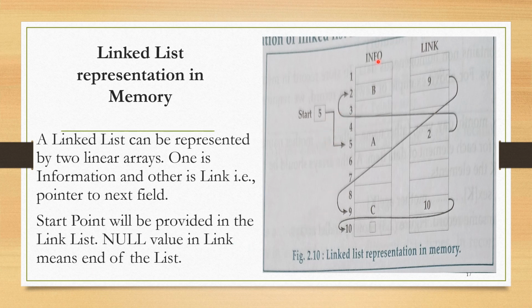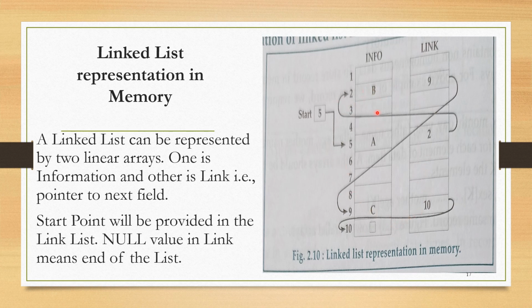So this is your linked list. Start point 5 is given, so A is the value. Now what is the next value? That will be told at this location, which means 2. It will come here. B is the next element. Now where does it link? It links to 9. At 9, C is there. Where does it link now? To 10. At 10 there is a null value, so your linked list ends here. So there are 3 elements, linked like this.